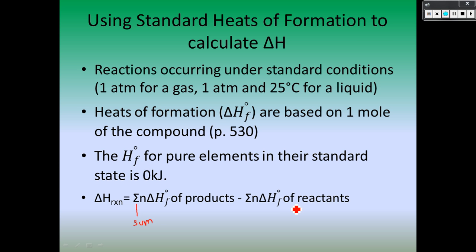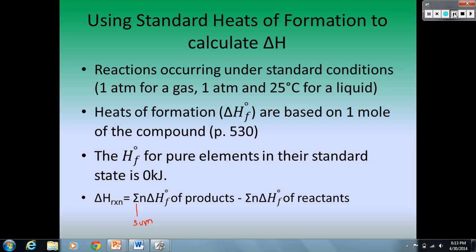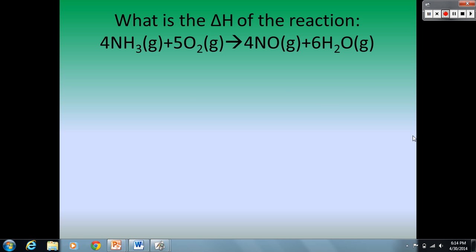So let's use an example. What is the delta H of the reaction? So the reaction is 4 NH3 gas plus 5 O2 gas yields 4 NO gas plus 6 H2O gas. So using the chart found on page 530, see if you can figure that out.